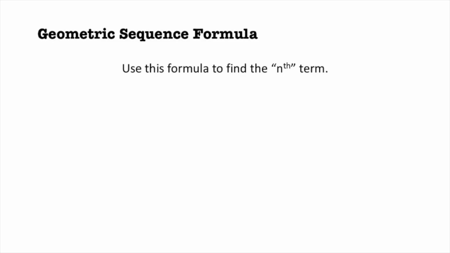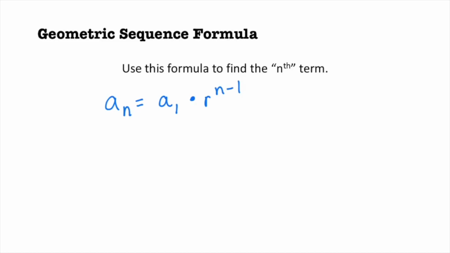Okay, so the geometric sequence formula, you're going to use the letter n, and it stands for the nth term, which is what you're actually looking for. So whenever the question asks you, find the 15th term in this sequence, you're going to use this formula. So the formula is a sub n equals a sub 1 times r to the n minus 1th power.